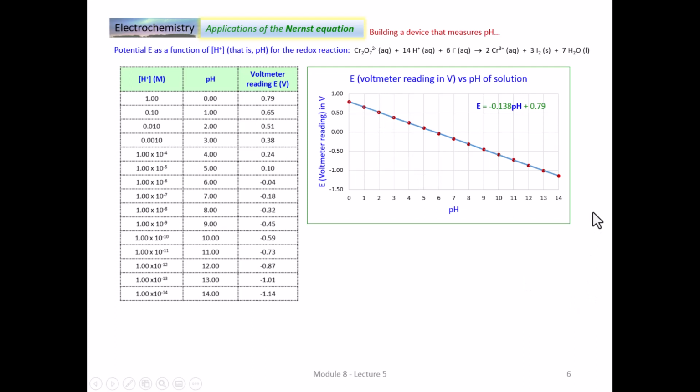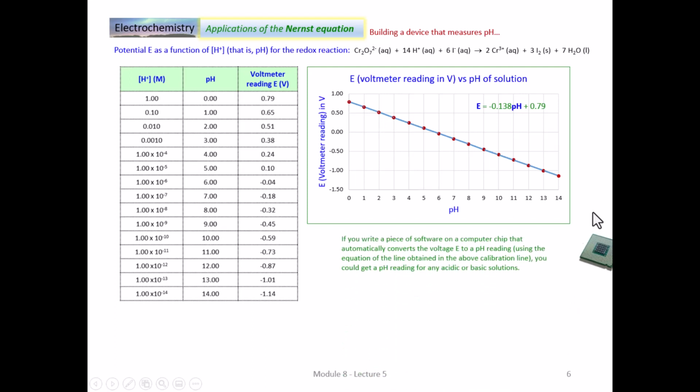Now, if you were clever and knew how to write some code, you could write a piece of software on a computer chip that automatically converts the voltage that is being read by the voltmeter to a pH reading using this line as a calibration line, and you could get a pH reading for any acidic or basic solution.